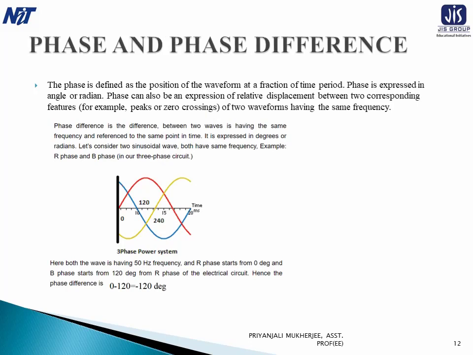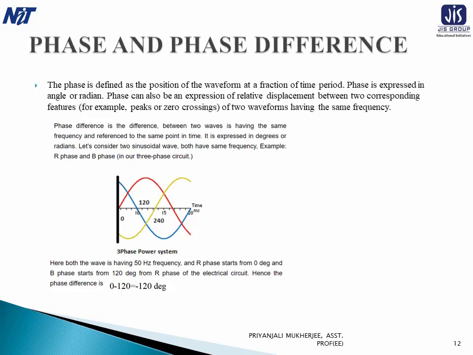Next is the phase and phase difference. Now the phase is defined as the position of the waveform at a fraction of the time period, and it is expressed as an angle. Phase can be an expression of relative displacement between two corresponding features of two waveforms having the same frequency. Phase difference is the difference between two waves having the same frequency and referring to the same point in time, and it is expressed in degrees or radians.